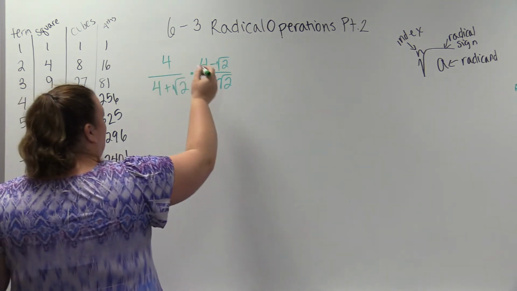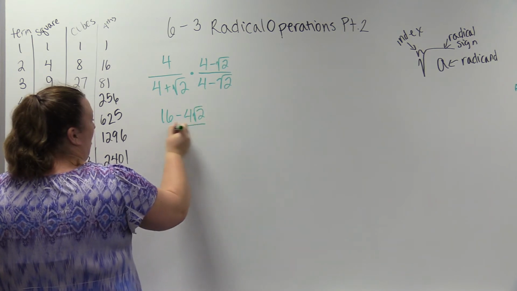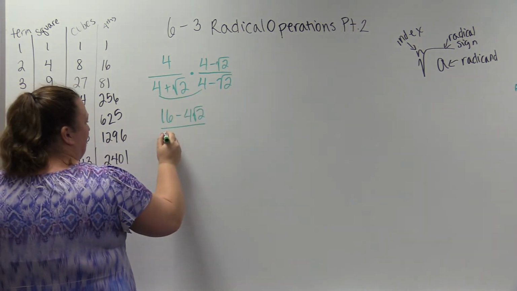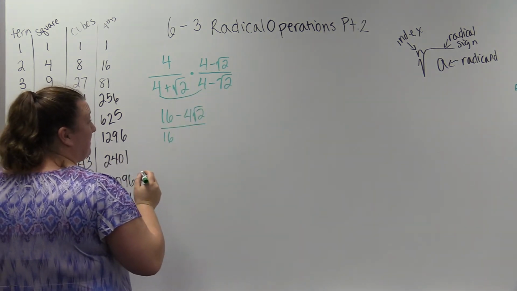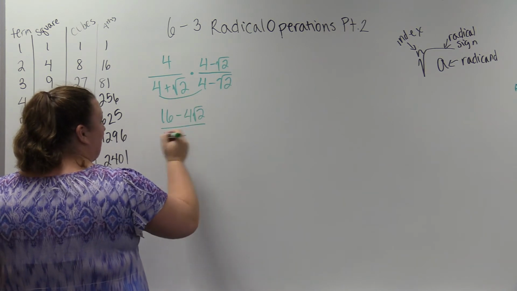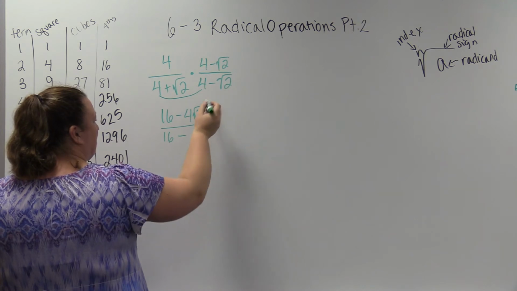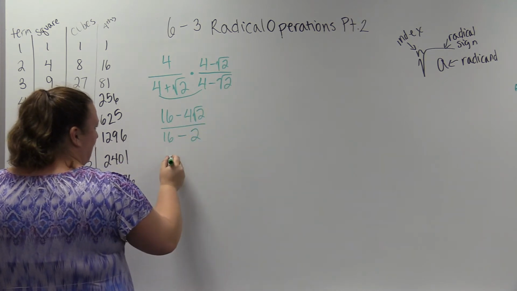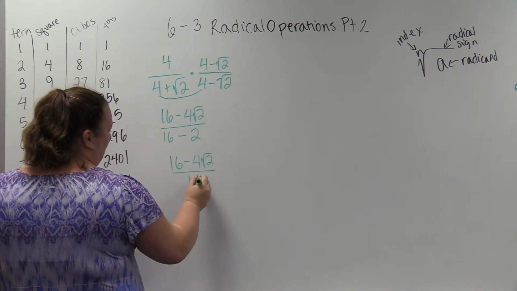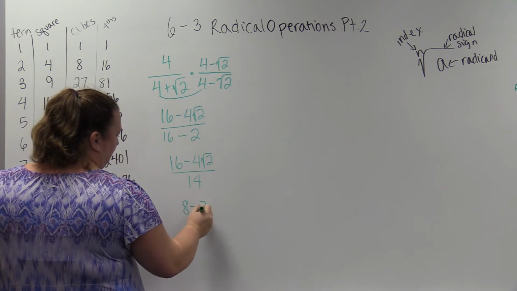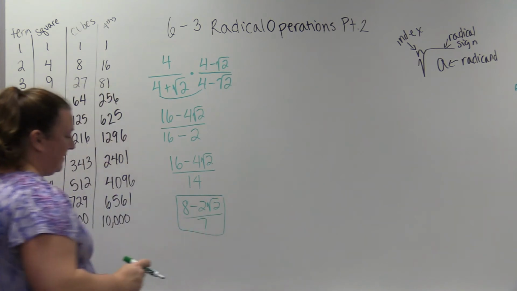And then I distribute on the top and bottom, so I get 16 minus 4 square roots of 2 over 16 plus 4 square roots of 2 minus 4 square roots of 2 is 0, minus the square root of 4 times the square root of 2 times the square root of 2 is the square root of 4, which is 2. So I get 16 minus 4 square roots of 2 over 14. 8 minus 2 square roots of 2 over 7. See how that works?